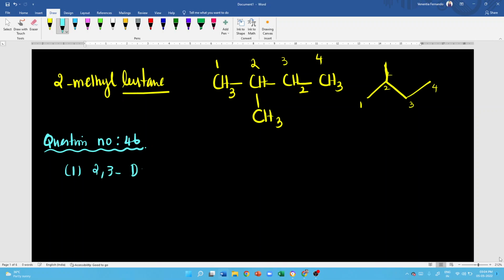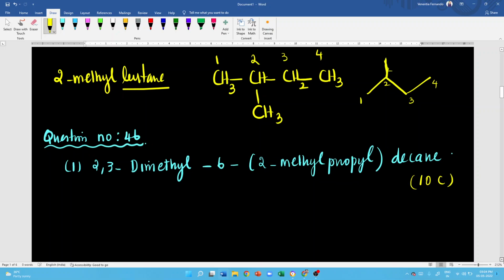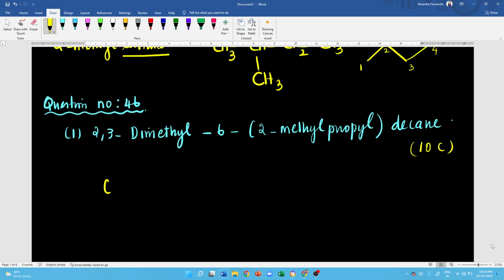2,3-dimethyl-6-(2-methylpropyl)decane. So the parent is decane. Decane means there are 10 carbon atoms. First, the parent has 10 carbon atoms. Let's draw that. 1, 2, 3, 4, 5, 6, 7, 8, 9, 10. Let me number them.